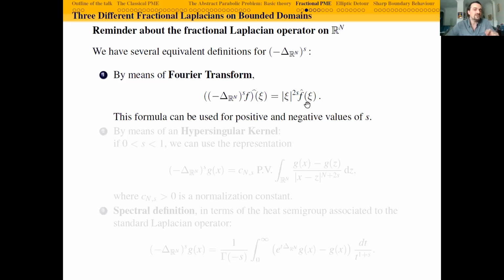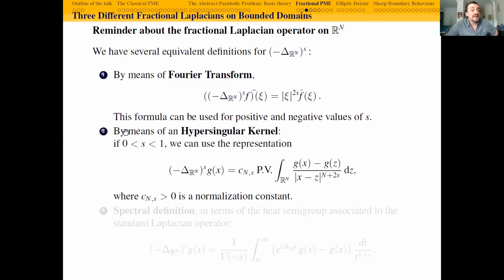The standard way of defining it is through the Fourier transform. So it's an operator, a pseudo-differential operator, with this symbol. The Laplacian is the case s equal to one. It's easy to check. Then, if you look at the book of Stein, for example, you can see that in the case when s is between 0 and 1, you can represent it through a hypersingular kernel. What does hypersingular kernel mean? That I don't have to worry about the integrability at infinity, because this tail is integrable. You have to worry about the integrability at the center, when x is equal to z. If you don't have some cancellation coming from the function, this integral simply blows up. And this is why you need the principal value.